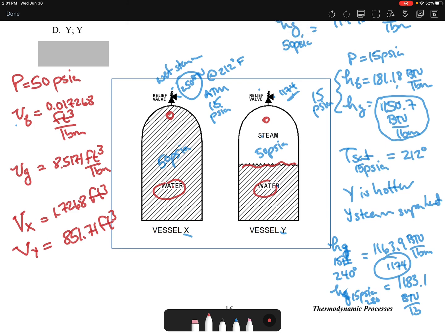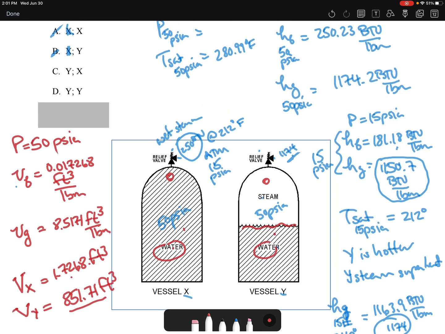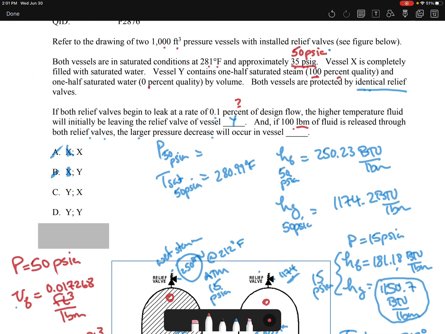100 pounds mass of water is much, much smaller, on the order of 800 times smaller, it looks like, than 100 pounds mass of steam. So 851 cubic feet missing from this, and 1.7268 missing from X-ray. So the larger pressure drop is definitely going to be in Yankee.